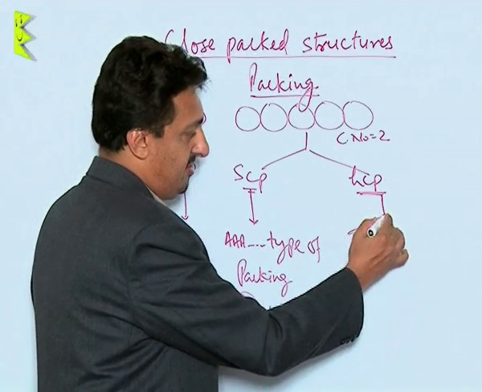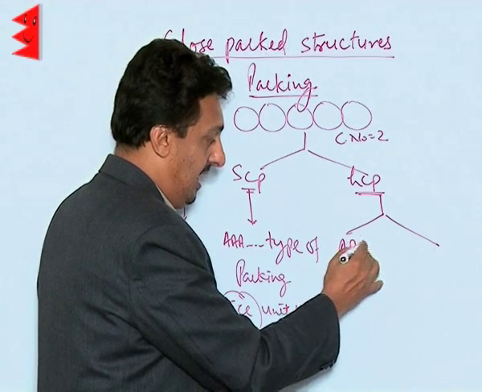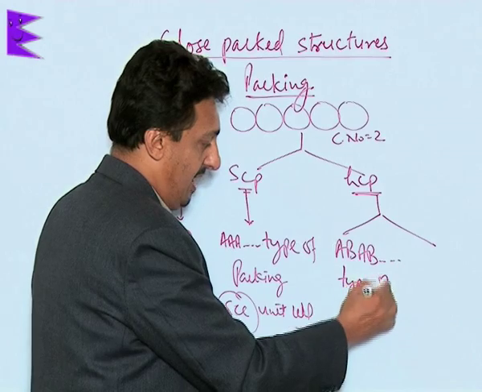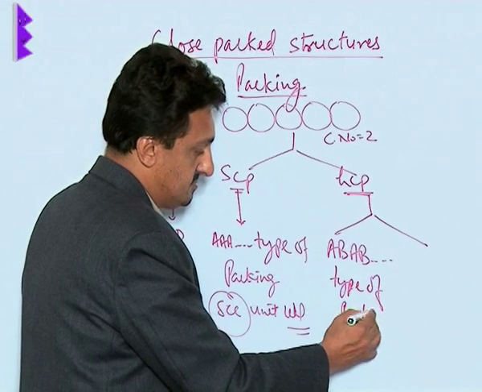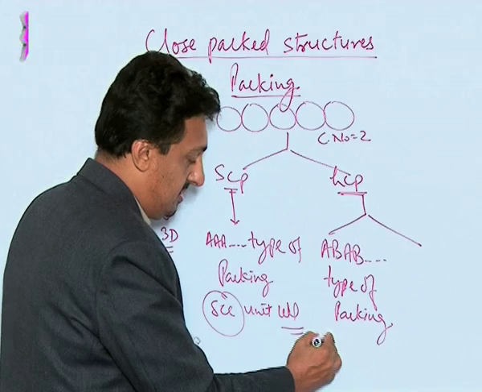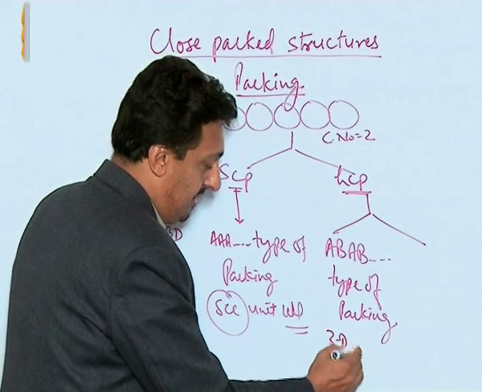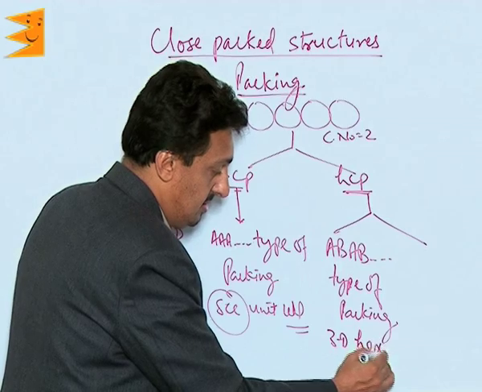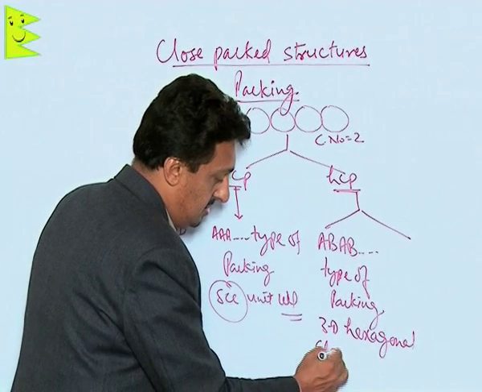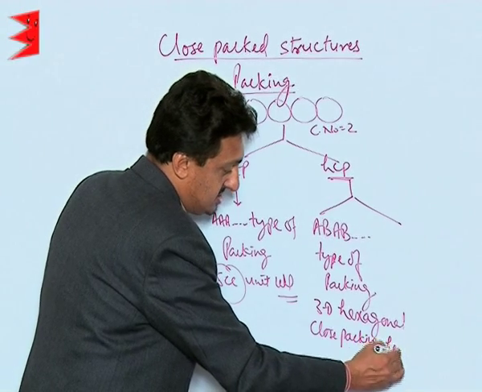Now, we know HCP. HCP in three-dimensional forms two types of packing. One is called AB type of packing. This AB type of packing is also called three-dimensional hexagonal close packing, HCP.